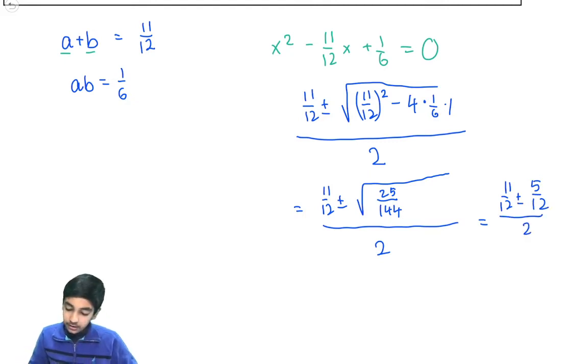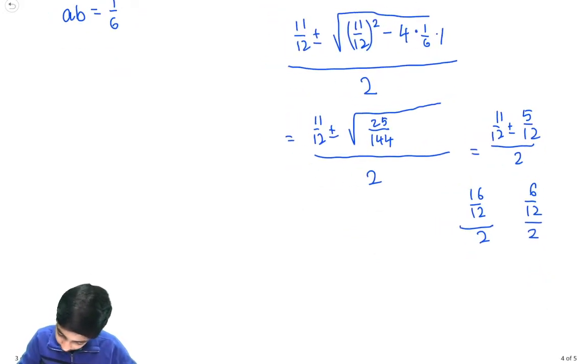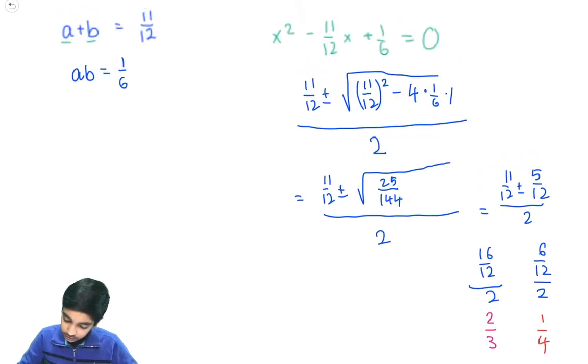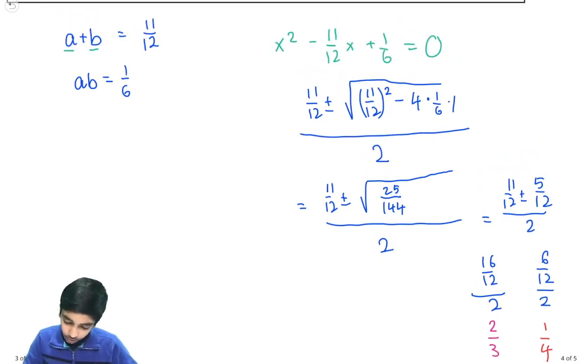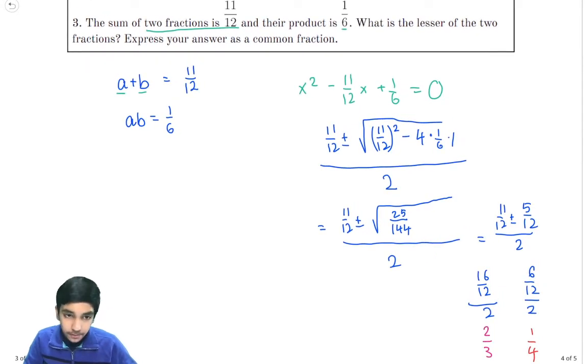And then, as you can see here, the two roots will just be 16 over 12 divided by 2, and 11/12 minus 5/12, or 6 over 12, divided by 2. And then that simplifies to 2/3. One of the roots is going to be 2/3, and the other root is going to be 6/12 divided by 2, or 1/4. So the two fractions that work are 2/3 and 1/4, and those are the two roots of our quadratic, and thus those two roots have a sum of 11/12 and a product of 1/6. So the lesser of the two fractions is just 1/4.